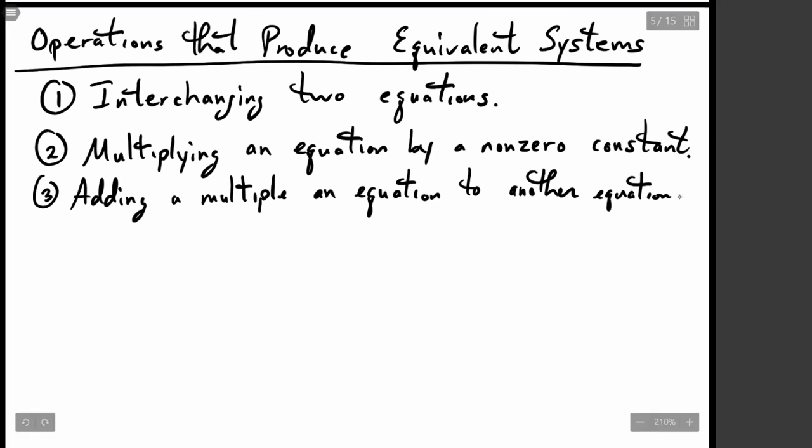Like when we were doing things like two times equation 1 plus equation 2, and then we replaced equation 2 with that. That's what this third one is. So if we do any of these three things, it doesn't change the answer to our system of equations. Using this process in general is what's called Gaussian elimination.